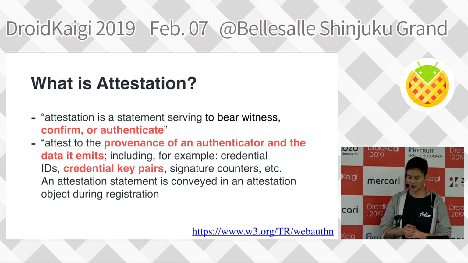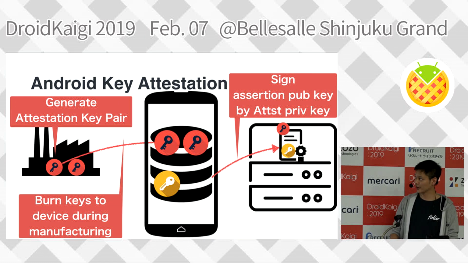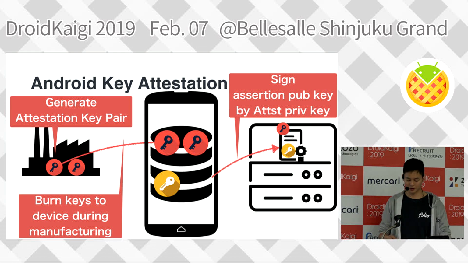Now I'm going to talk about how this attestation can be done on the Android side. Actually, there are two ways. The first way is called Android key attestation, which came with Nougat. What it does is it prepares the key pair before the device is shipped from the manufacturer. The key pair is generated in the factory and burned into the Android device before shipment. That key, the private key, signs the user's public key so that the server side can testify whether it was generated within a legitimate device.